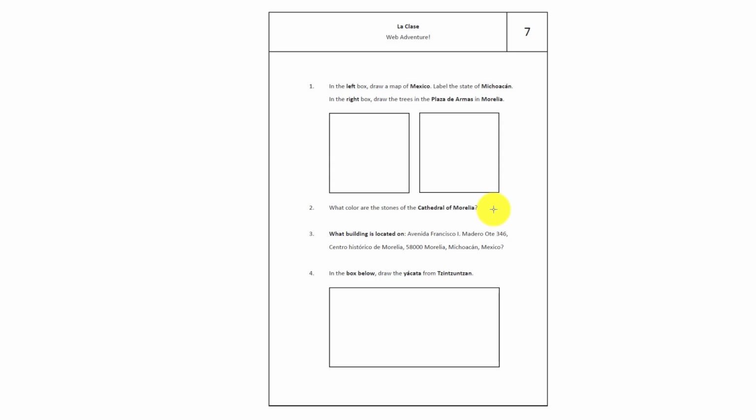Students will learn that the Cathedral of Morelia is pink. It's really a beautiful and unique color. And it's also a key location in the story that comes up right after this one. And the building that's on this corner is a McDonald's restaurant. And the McDonald's restaurant is where this story takes place.